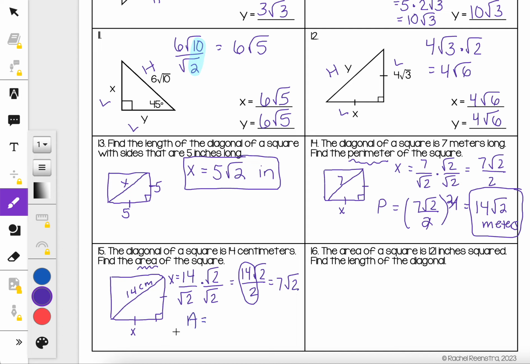If I want to find the area of a square, the area is my side squared. Okay, now I have to be careful here because when I'm squaring this side length, I'm going to square that 7 and I'm going to square that square root of 2. So 7 squared is 49 times the square root of 2 times the square root of 2, which is 2, and my area is 98 centimeters squared because we are talking about area.